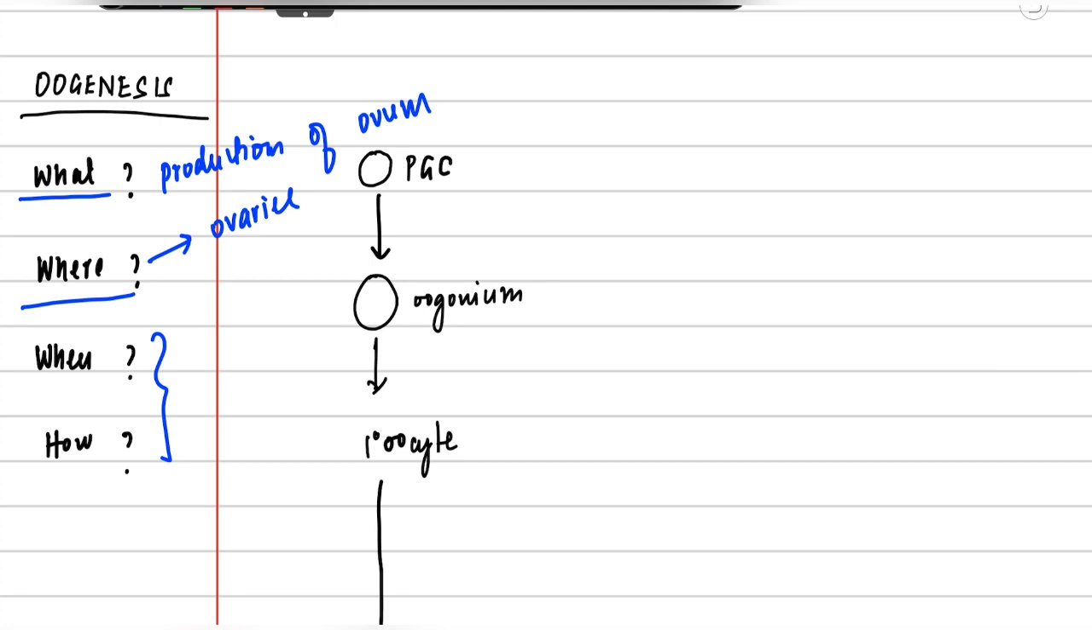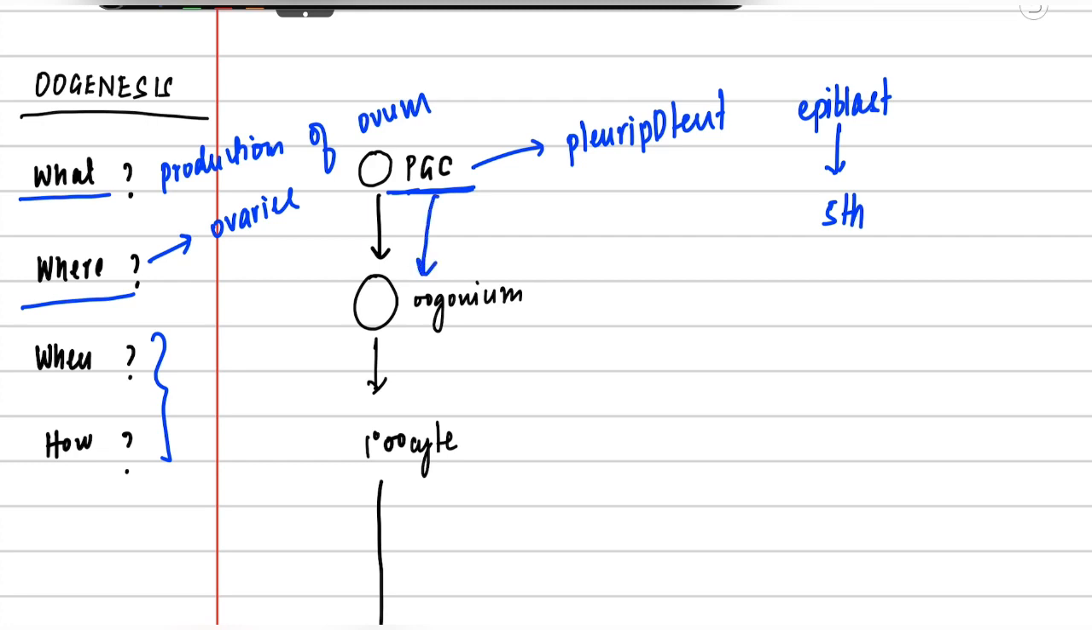So let us learn what is the process. First thing is a primordial germ cell. We already learned that primordial germ cell is a pluripotent cell. That is, it can form all the 3 germ layers. So this primordial germ cell is derived from the epiblast. And it reaches the gonads by 5th week. So it reaches the ovary by 5th week. This primordial germ cell gets converted into oogonium by division. So by 3rd month, almost all the primordial germ cells are converted into oogonium.